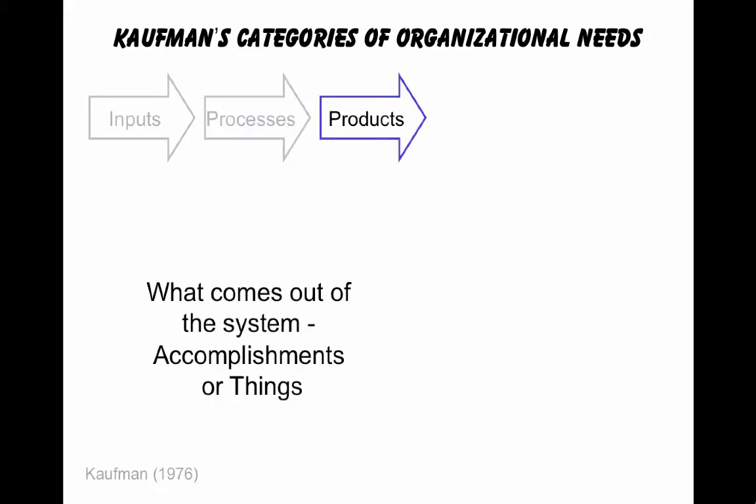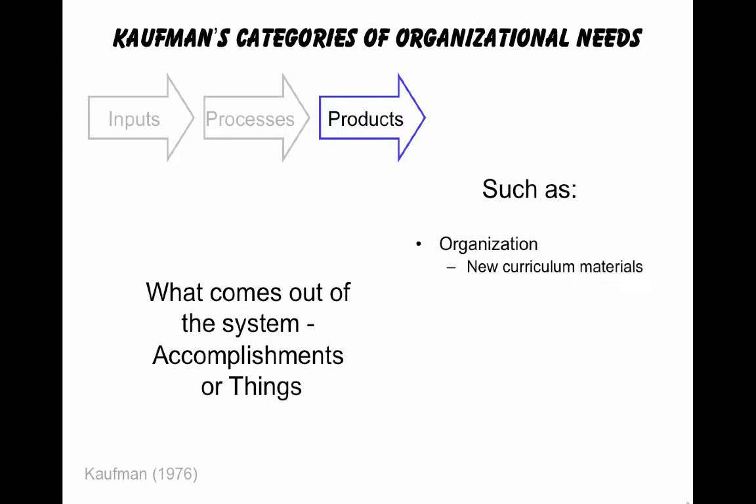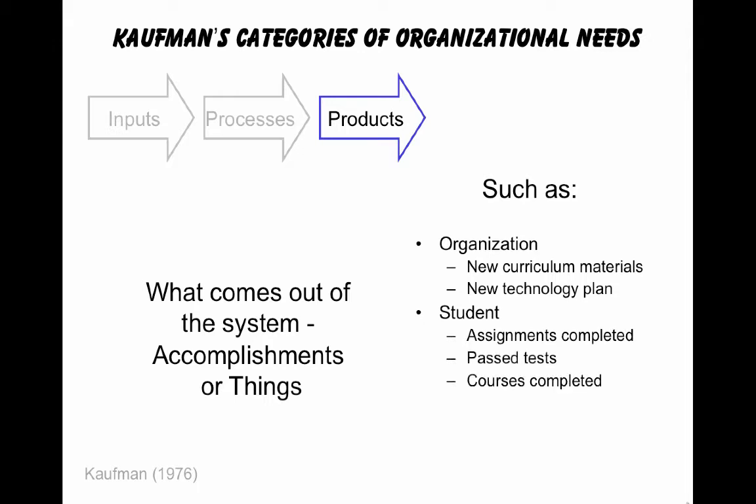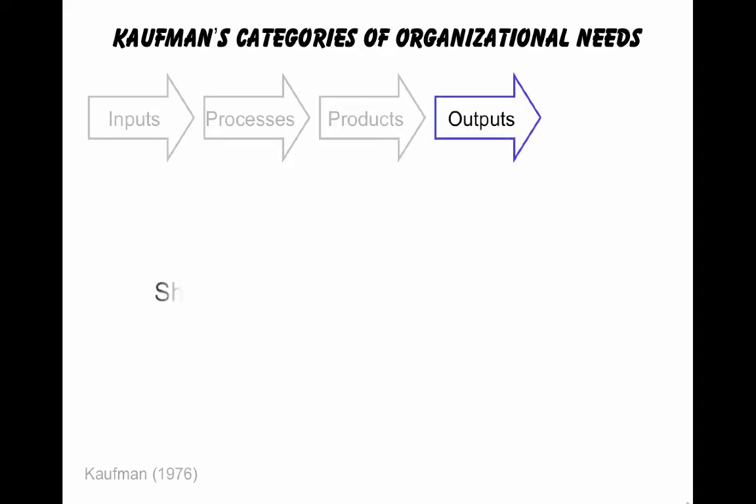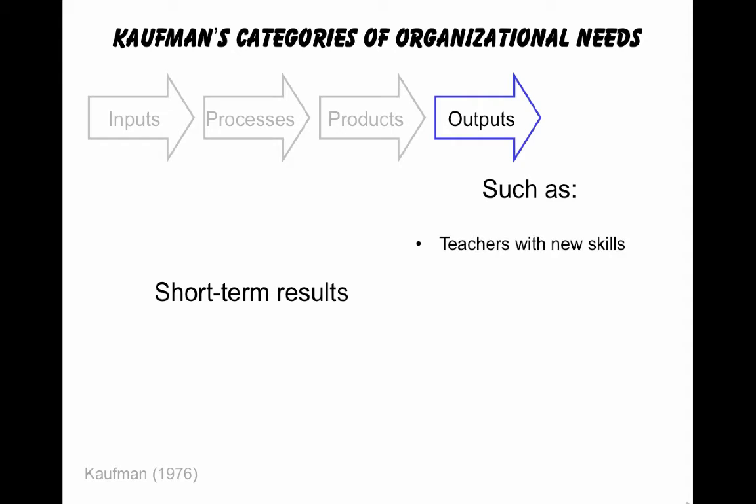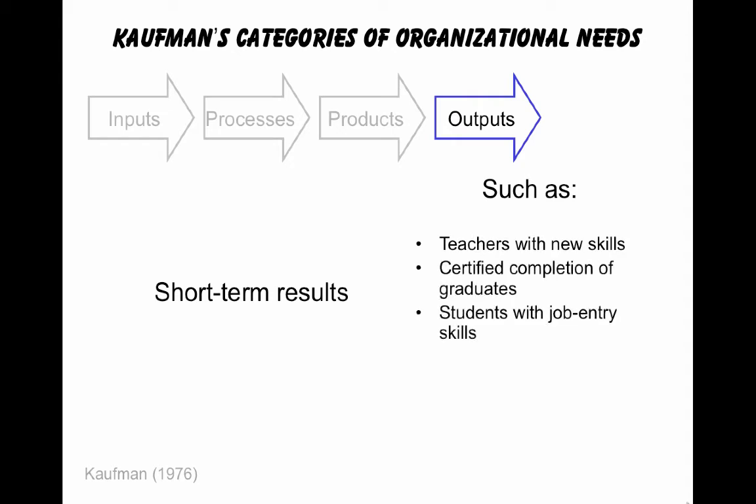These are what come out of the system, accomplishments or things, such as, for the organization, new curriculum materials, or a new technology plan, or for the student, assignments completed, passed tests, courses completed, or an electronic portfolio. Next are outputs. These are our short-term results, such as teachers with new skills, certified completion of graduates, students with job entry skills, and students with licenses.